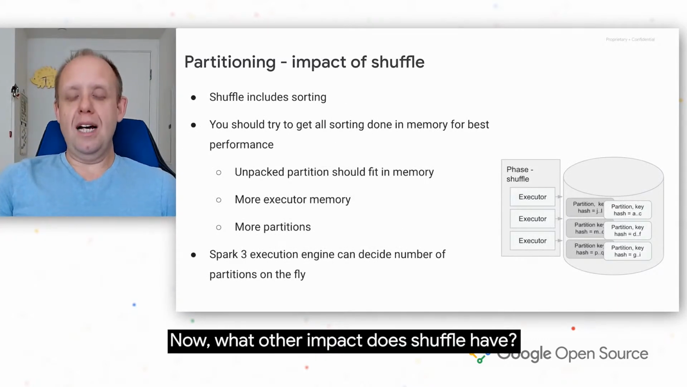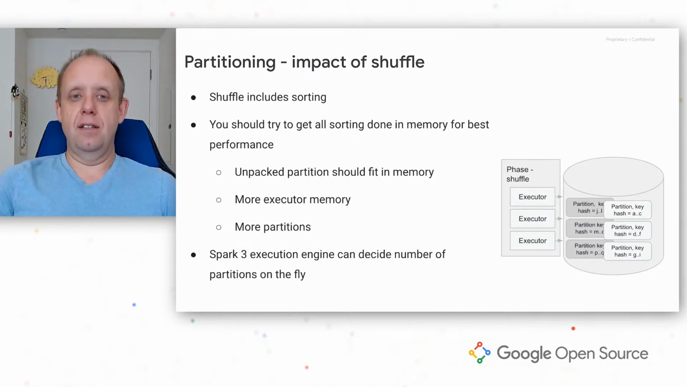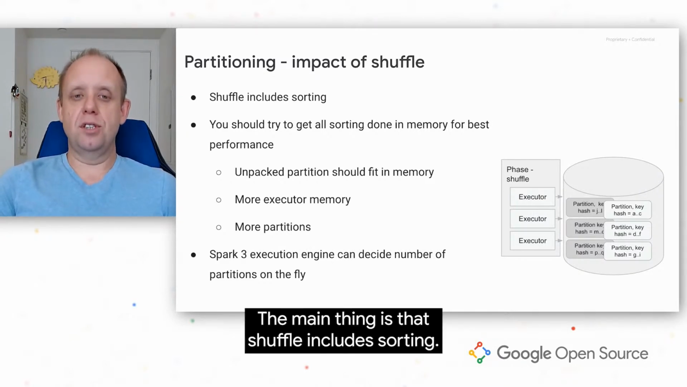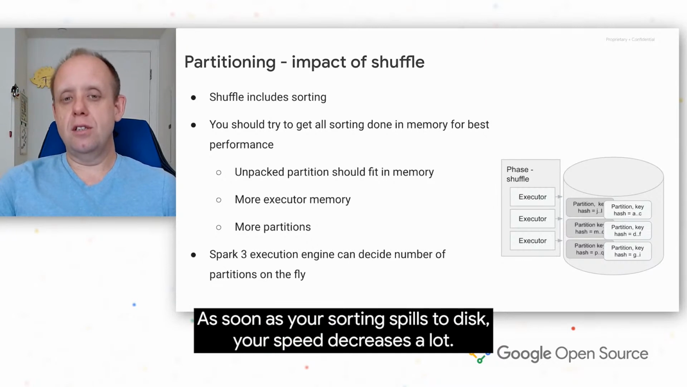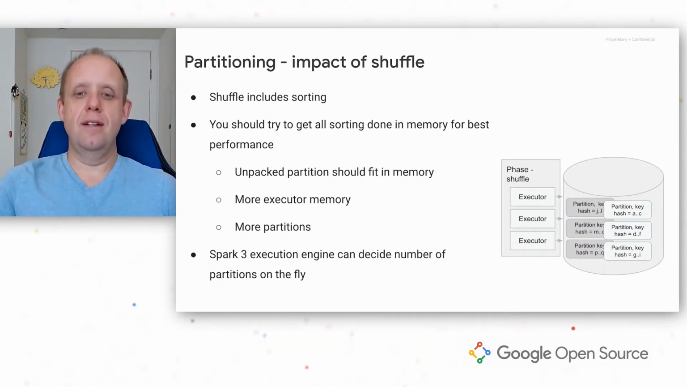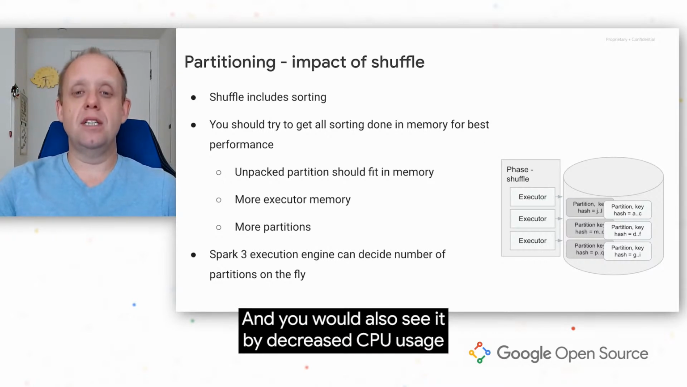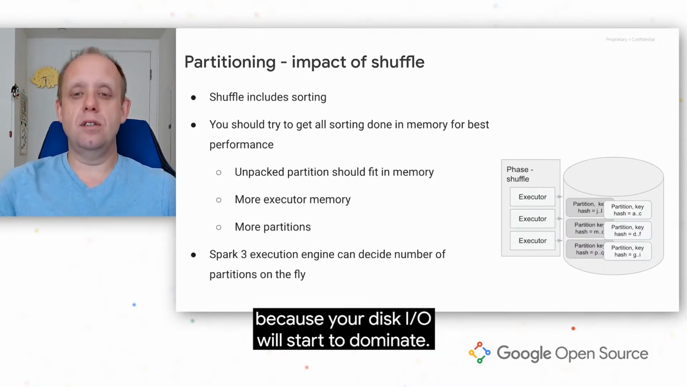Now, what other impact does shuffle have? The main thing is that shuffle includes sorting, and you probably know that it's best when your sorting is done in memory. As soon as your sorting spills to disk, your speed decreases a lot. And you would also see it by decreased CPU usage because your disk I/O will start to dominate.